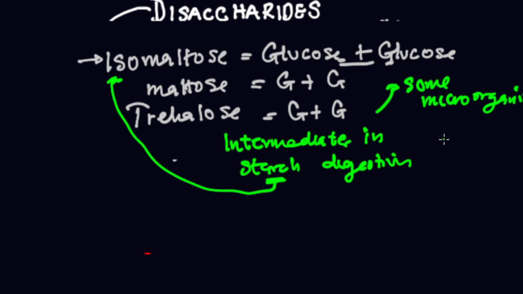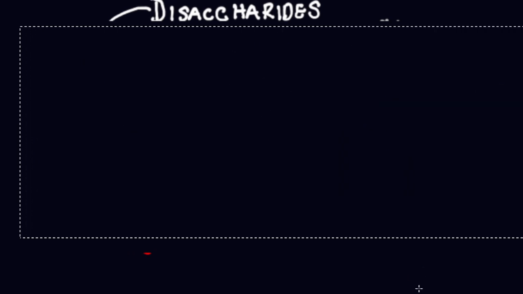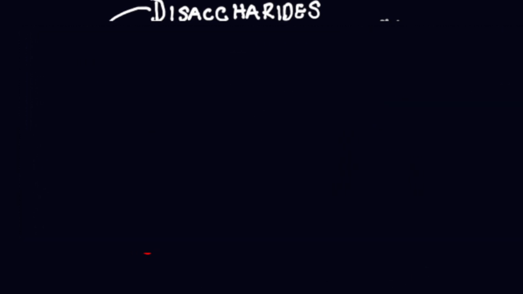Another thing I want you to know is that to some extent it is found in some food. So that's about isomaltose. All these disaccharides are very important when it comes to energy generation. Every one of them is very important in energy generation, so I'm going to summarize their functions. The first thing is energy generation.